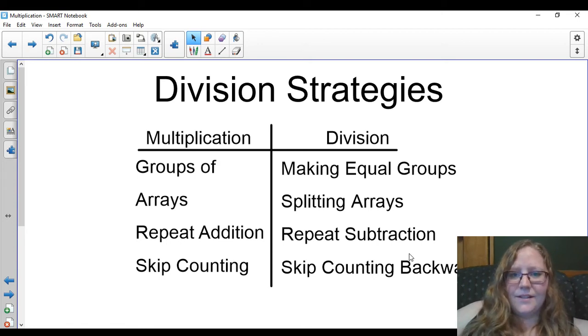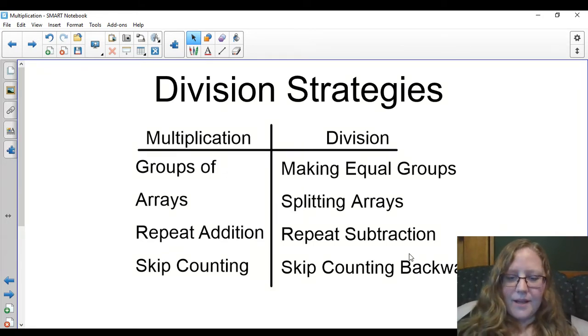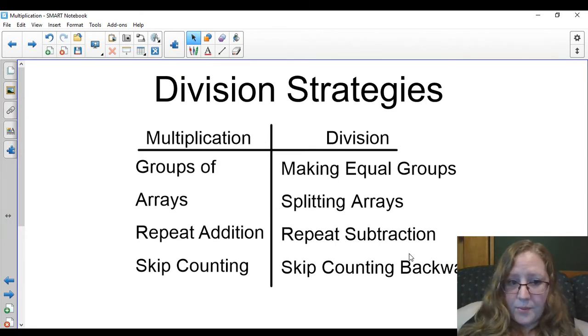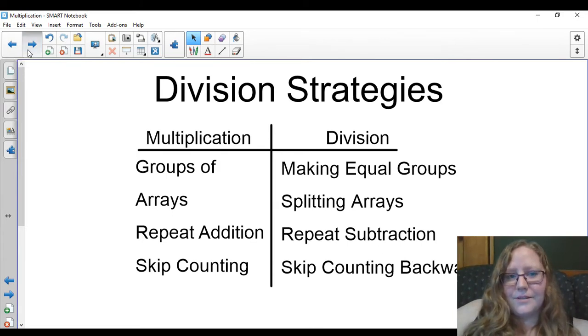Hi, boys and girls. Okay, remember how I said multiplication and division were connected? You're about to see how, because all the strategies we learned for multiplication, we can do the opposite of for division. With groups of, we'll learn about making equal groups. With arrays, we'll learn about splitting arrays. Instead of repeated addition, we'll learn about repeated subtraction. And instead of skip counting forwards, we're going to skip count backwards. So we're doing the opposite because multiplication and division are connected.